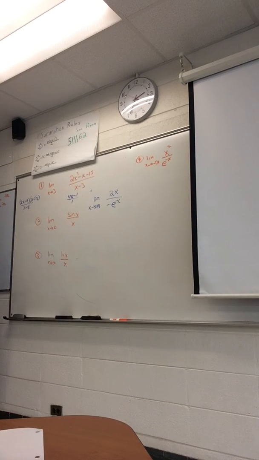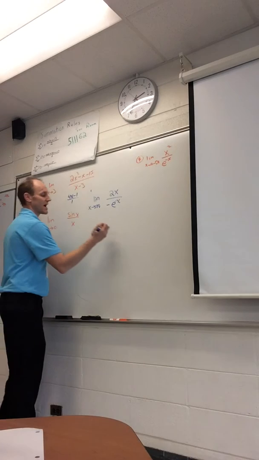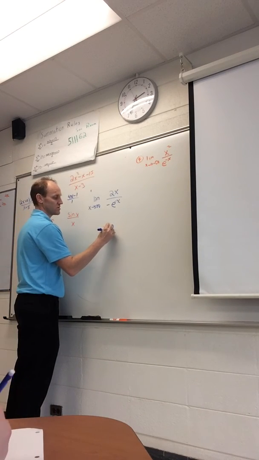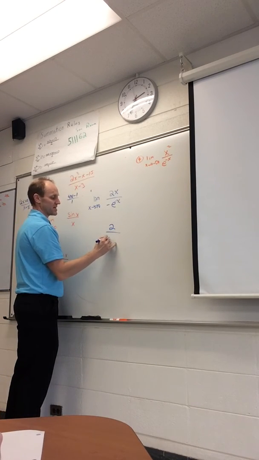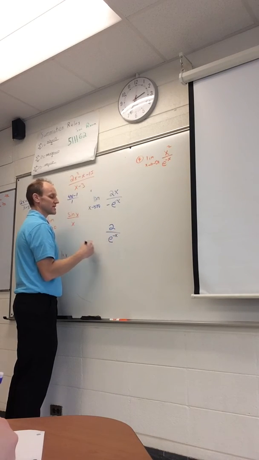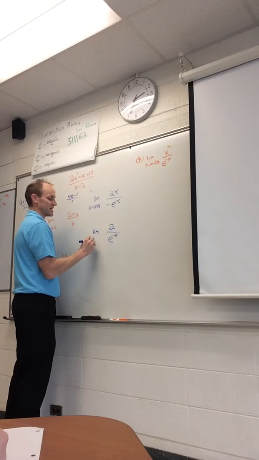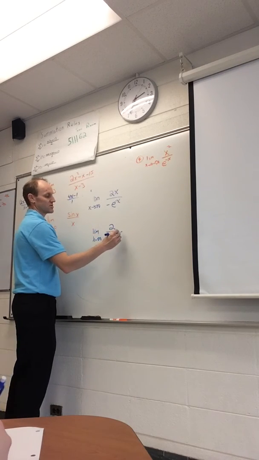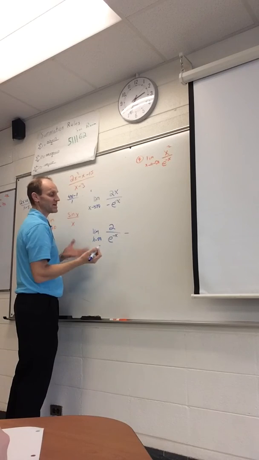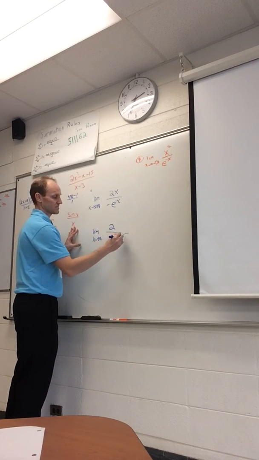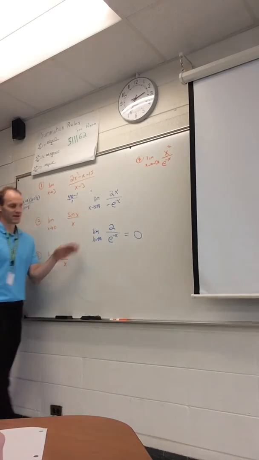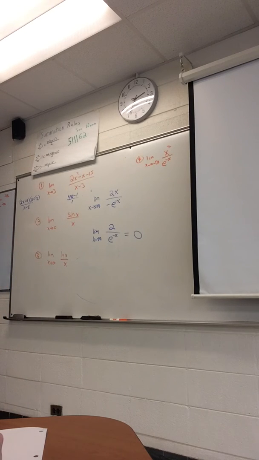Just like we did last year, sometimes you got to do it twice. So now I take the derivative of the top, which is 2. And the derivative of the bottom would now be negative x. So now I can actually find the limit as x goes to negative infinity. And you can sort of see as x goes to negative infinity, what is this going to be? 0. So it's not 1. All right. That's the rule. Pretty easy, isn't it?